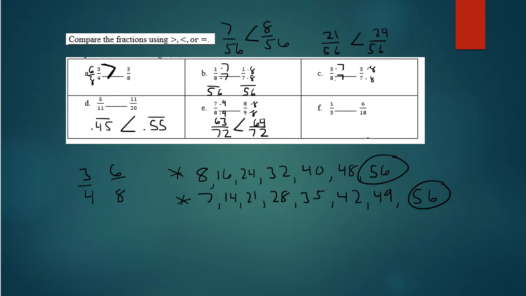Okay, and then the next one, 1/3 and 6/18. Well, we can see if we were to simplify this fraction 6/18, 6 goes into 6 once, 6 goes into 18 3 times. These are actually equivalent fractions. Okay, so those ones would be equal.